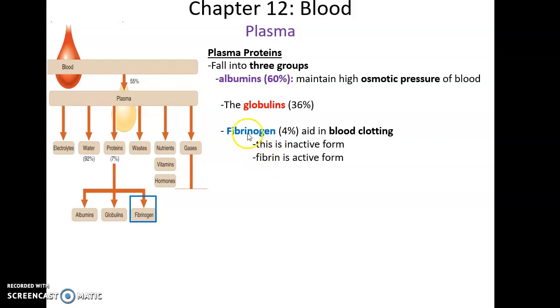Third category of plasma proteins is fibrinogen. Fibrinogen is inactive, but when it becomes activated, it is key in forming blood clots. So when fibrinogen gets converted into fibrin, it becomes active and then causes blood clots, which, when you have an injury and are bleeding out, is a very important function.